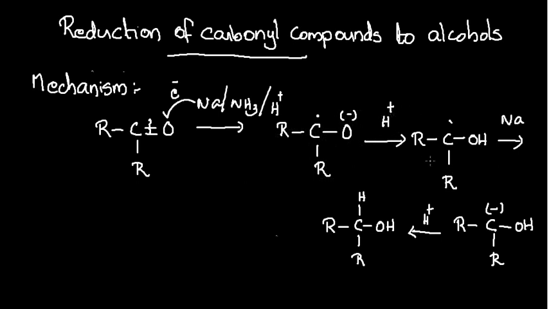to convert it into the R2C radical–OH, and this radical is treated with sodium, and sodium transfers one electron to this radical carbon and it is converted into the anion R2C⁻–OH, and this anion is protonated and converted into R2CHOH, that is our secondary alcohol.